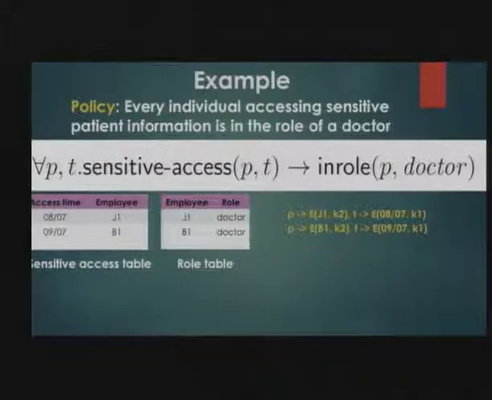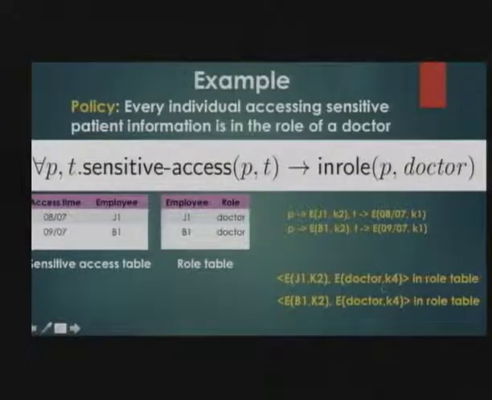It basically says, when P is J1 and the time is August 2007, there is a sensitive access. The whole thing is a substitution. The next one is another substitution, which says B1 did access at August 2007. So now what you have to check is that both J1 and B1 are doctors.